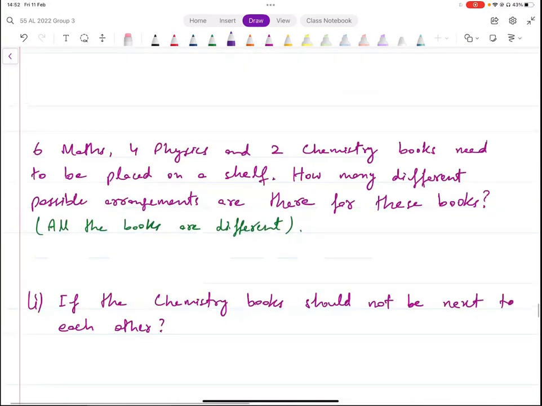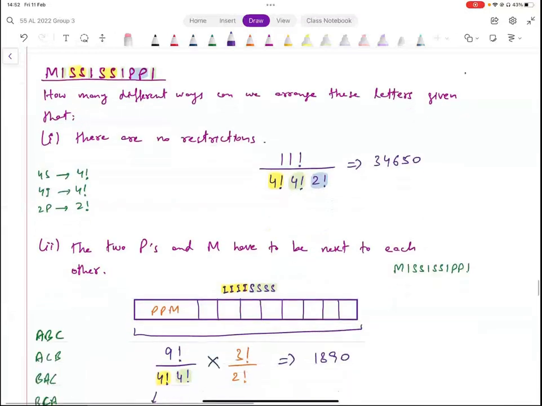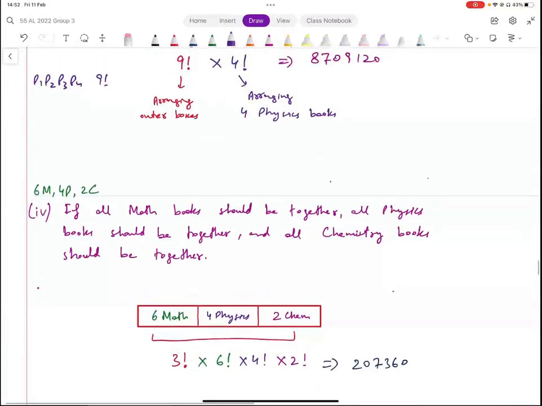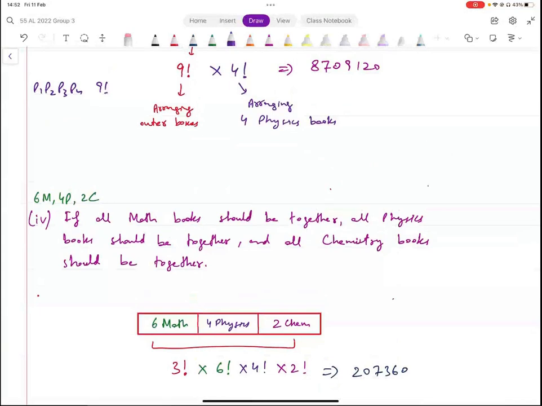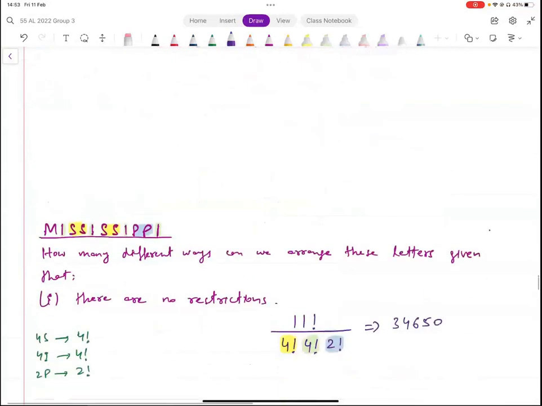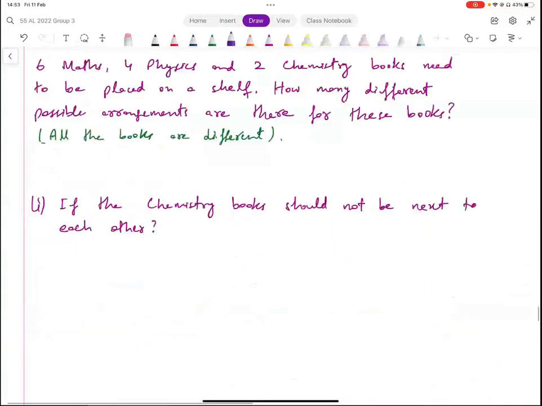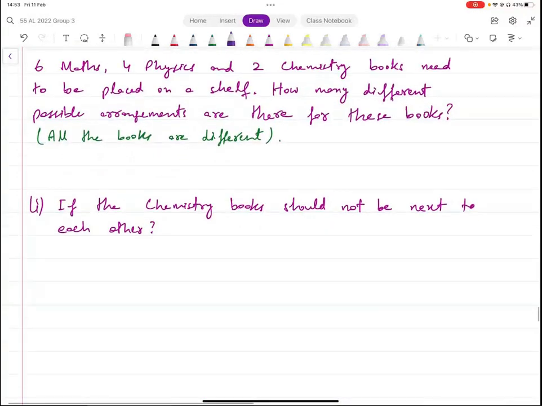So अभी तक हम क्या कर रहे थे? We were putting things together. We were putting things next to each other, right? But now we want to separate things. We want to separate people sometimes. Okay. So let's see this example. So we have 6 math books, 4 physics books, 2 chemistry books, and again they need to be placed on a shelf. How many different possible arrangements are there for these books given these conditions now?